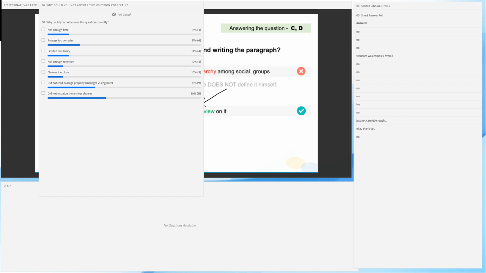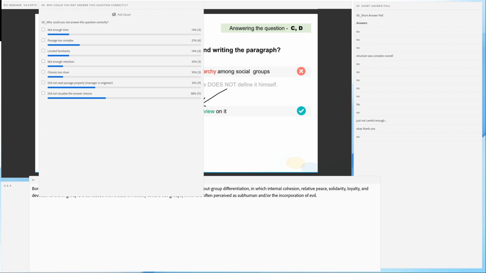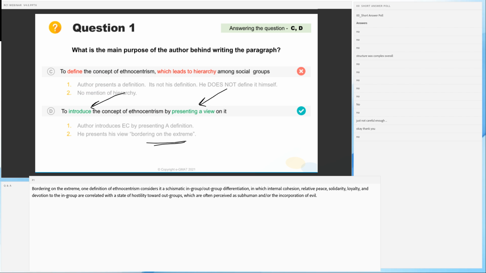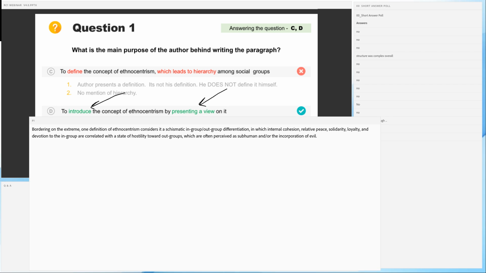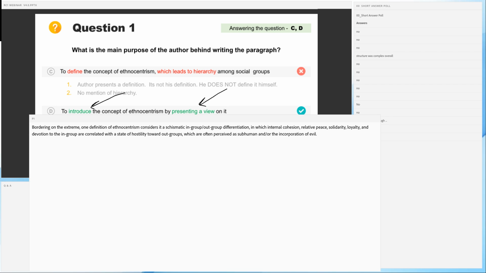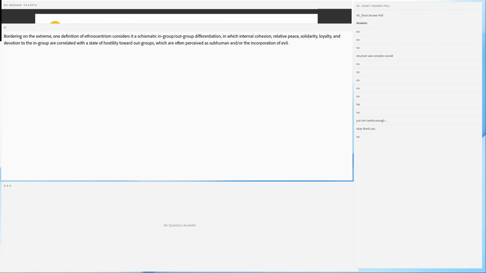Structure was complex as well. Let me just bring the passage back, and let's talk about the structure being complex. Here is the passage. I'm going to hide this poll because the passage being complex is the only piece I want to argue about. So what's complex about this? Bordering on the extreme. Is that a complex piece? Yes, no?